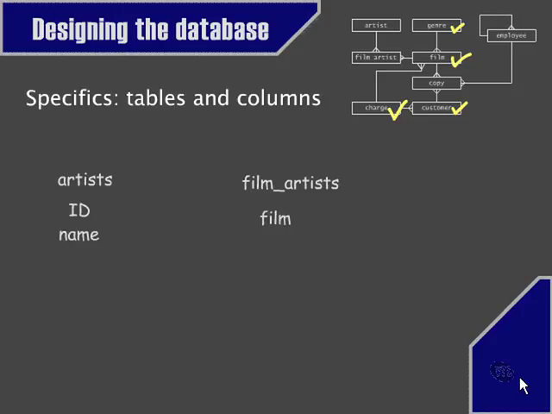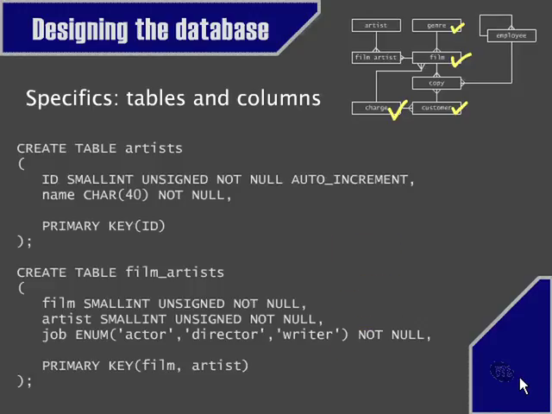In film artist, the bridging table, we're going to store the film, which will relate to the ID column of the films table. We're also going to store the artist, which will relate to the ID column of the artist table. We're also going to have the particular job that the artist has done on the film. This will be one of three choices: actor, director and writer.